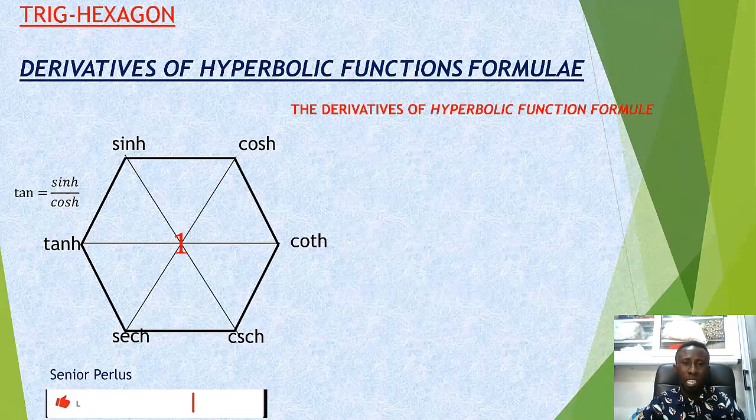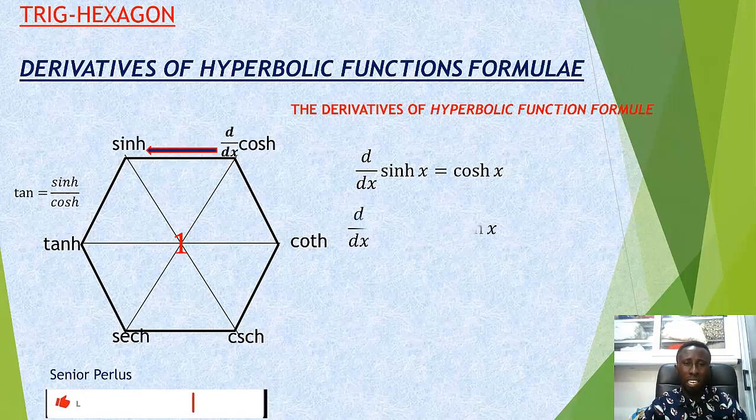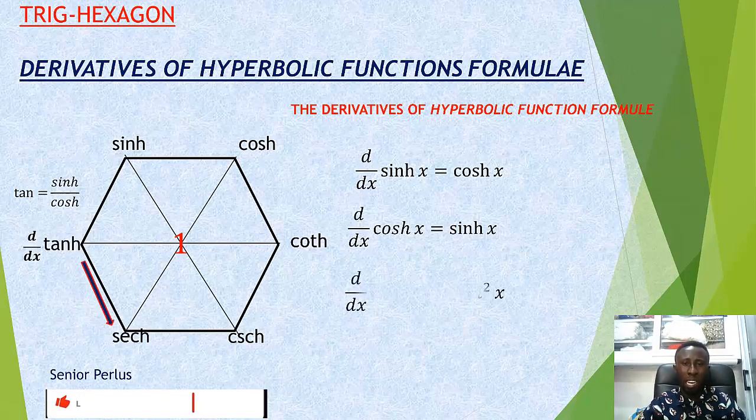Let's begin. Derivative of sinh s is cosh s. Derivative of cosh s is sinh s. Here, there is no negative. Derivative of tanh s is sech square s, because anytime you differentiate tanh and coth, always their result is a square of a hyperbolic function.